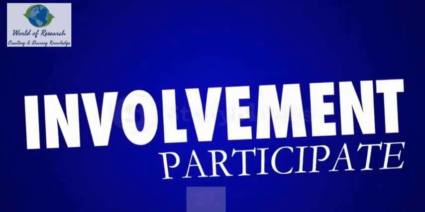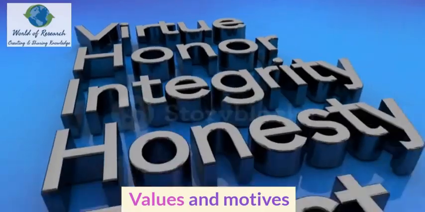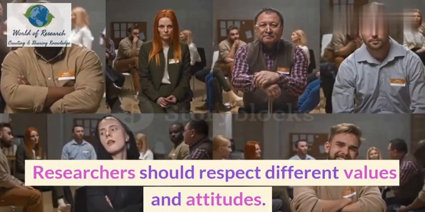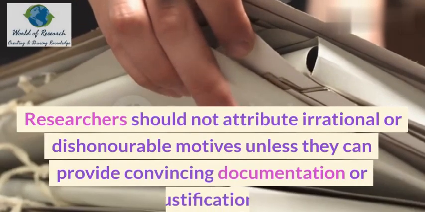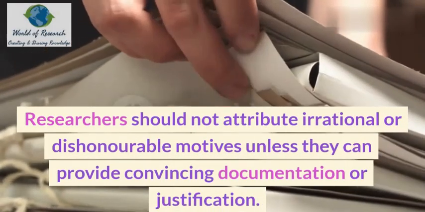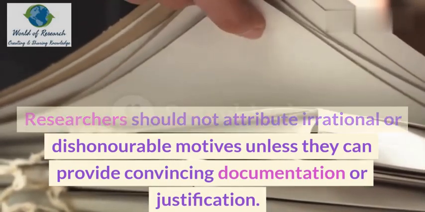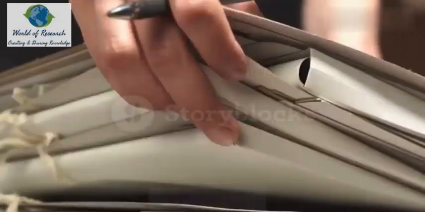Number 27. Values and motives. Researchers should respect different values and attitudes. Researchers should not attribute irrational motives unless they can provide convincing documentation or justification.